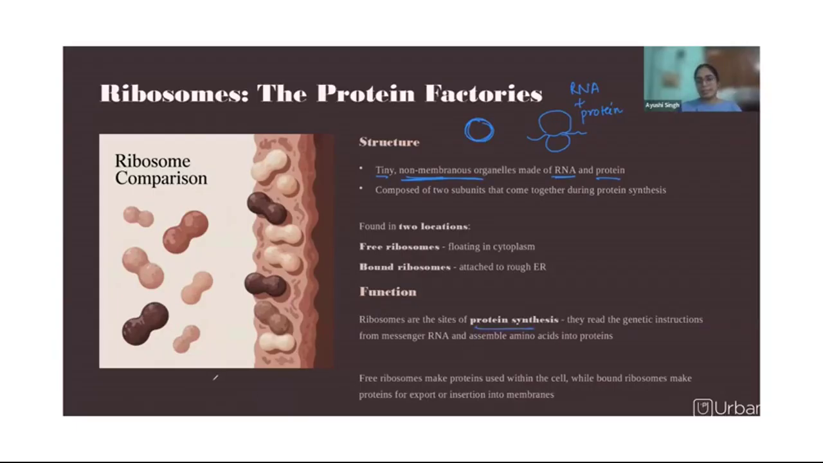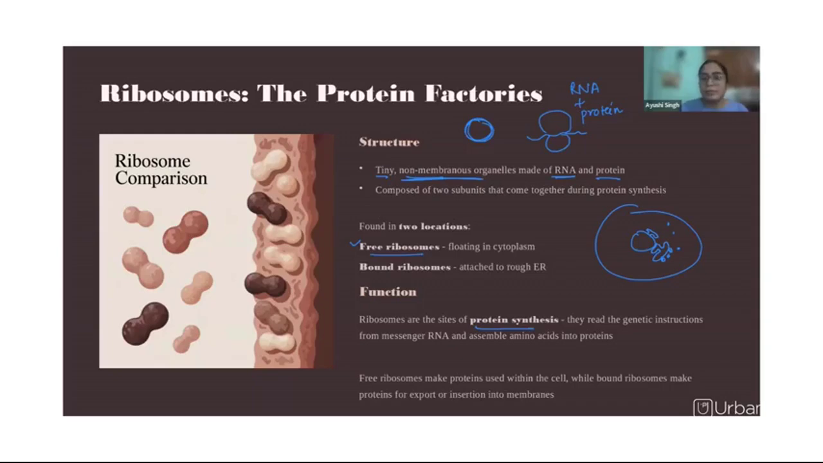So protein synthesis. And there can be two types: free ribosomes, just lying here and there in the cell, or maybe bound to the endoplasmic reticulum. Okay, like this.